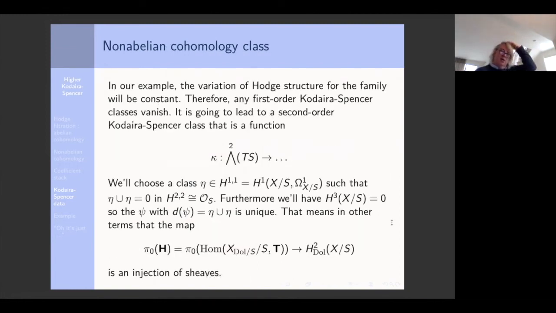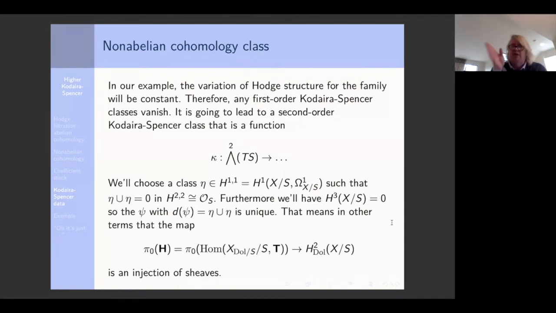Now in our example, we're going to make an example where the variation of Hodge structure for the family is going to be constant, as you'll see in a minute. Therefore, any first order Kodaira-Spencer classes are going to vanish. Which in terms of the action means that the action of any given tangent vector is trivial, okay? So we have a tangent space, dimension of S is going to be 2. So at any point there are 2 tangent vectors. The action of any one of those tangent vectors is just the usual Kodaira-Spencer class. That's going to be trivial, okay?